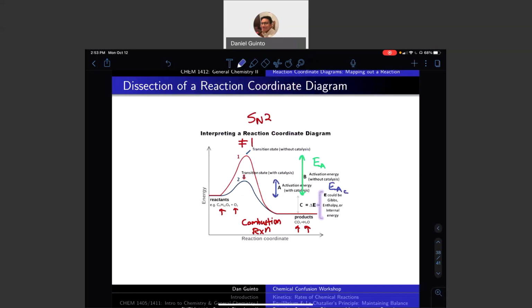So we can see it becomes much easier for a reaction to occur when less energy is required to be put in. But it's going to be much harder and much slower for a reaction to occur when it requires more energy to get over. And again, the delta E we see here is either Gibbs free energy, enthalpy, or just internal energy.